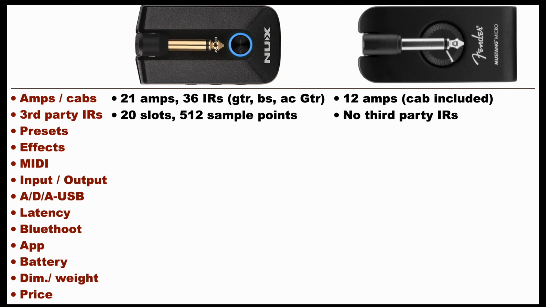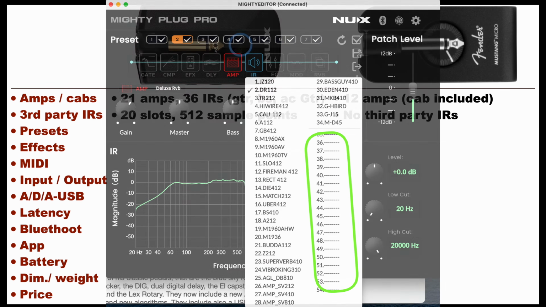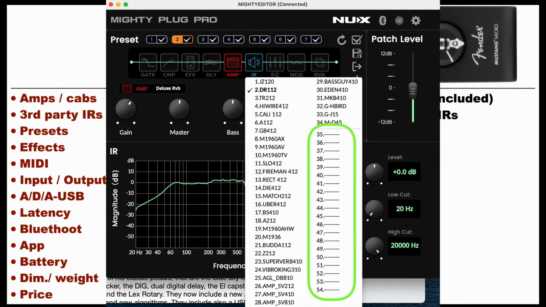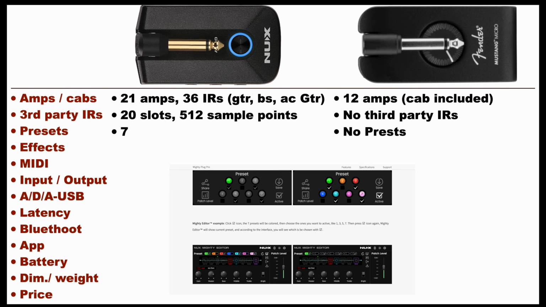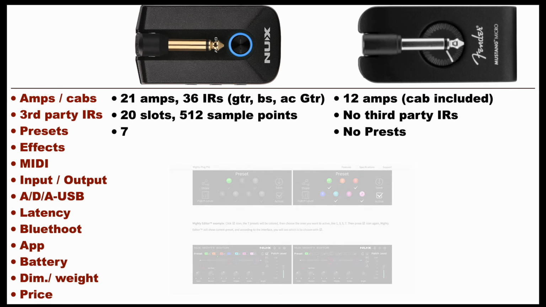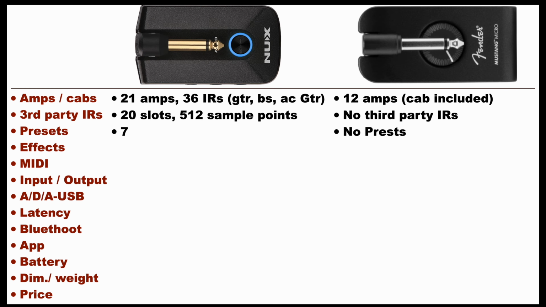Furthermore, in the Mighty Pro you have 20 slots where you can load your own IRs, whereas the Mustang Micro does not allow you to load your IRs. In the Mighty Pro you have 7 presets, whereas in the Mustang Micro you don't have presets, as the amps could already be considered fixed presets that you cannot change.